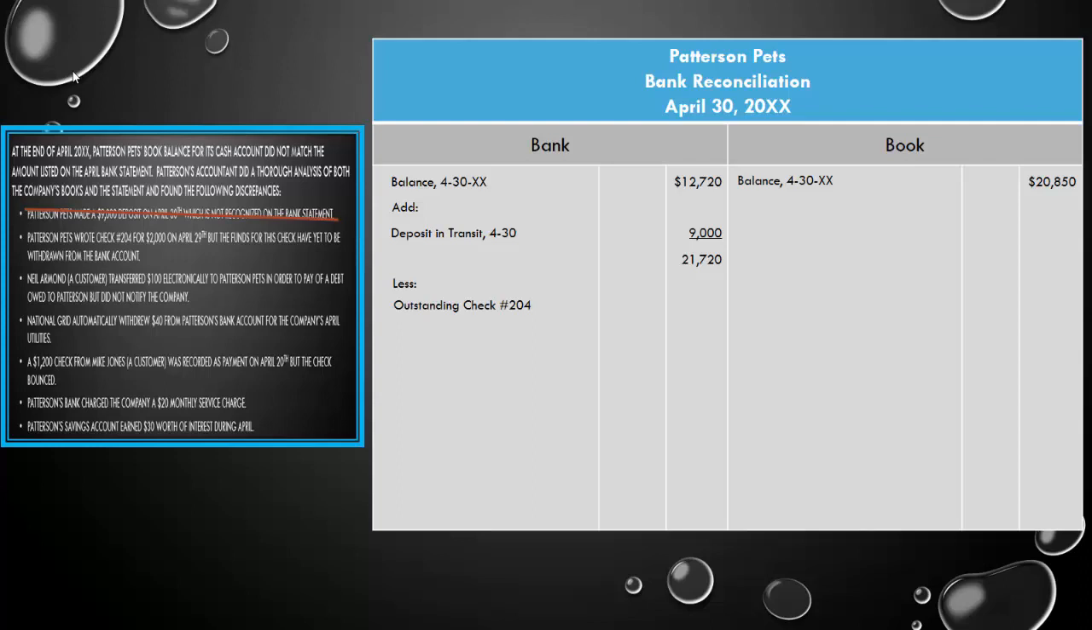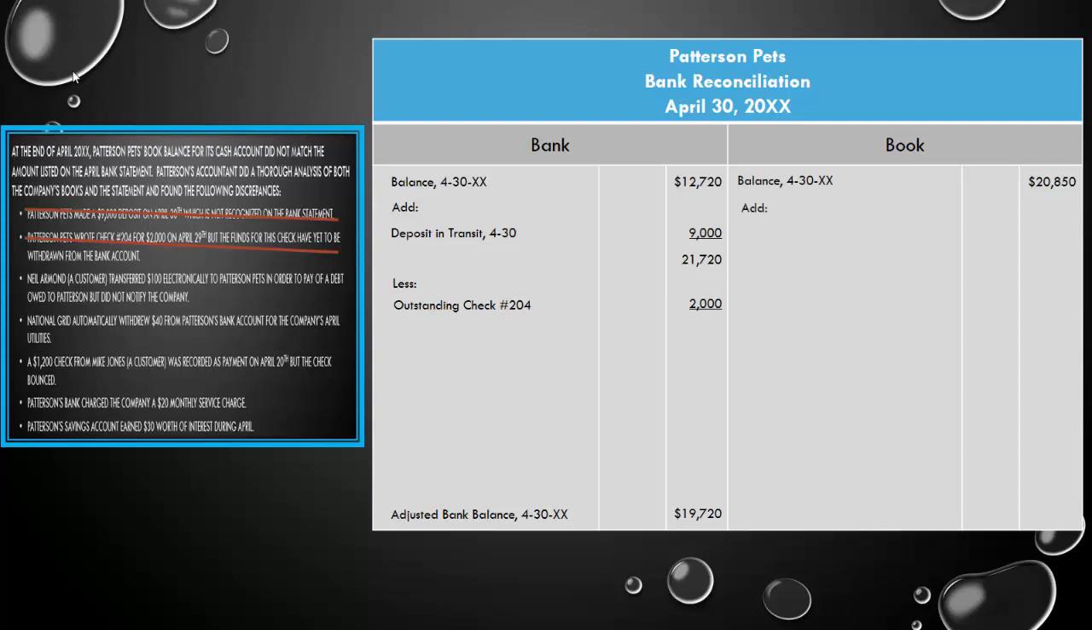So let's put outstanding check on here. Again, we only have one, so we can put the number right in the right hand column. It was for $2,000. So after that $9,000 deposit clears and after the $2,000 is withdrawn from our bank account for this outstanding check, our adjusted balance of our bank account should be $19,720. Let's move on to the book side.